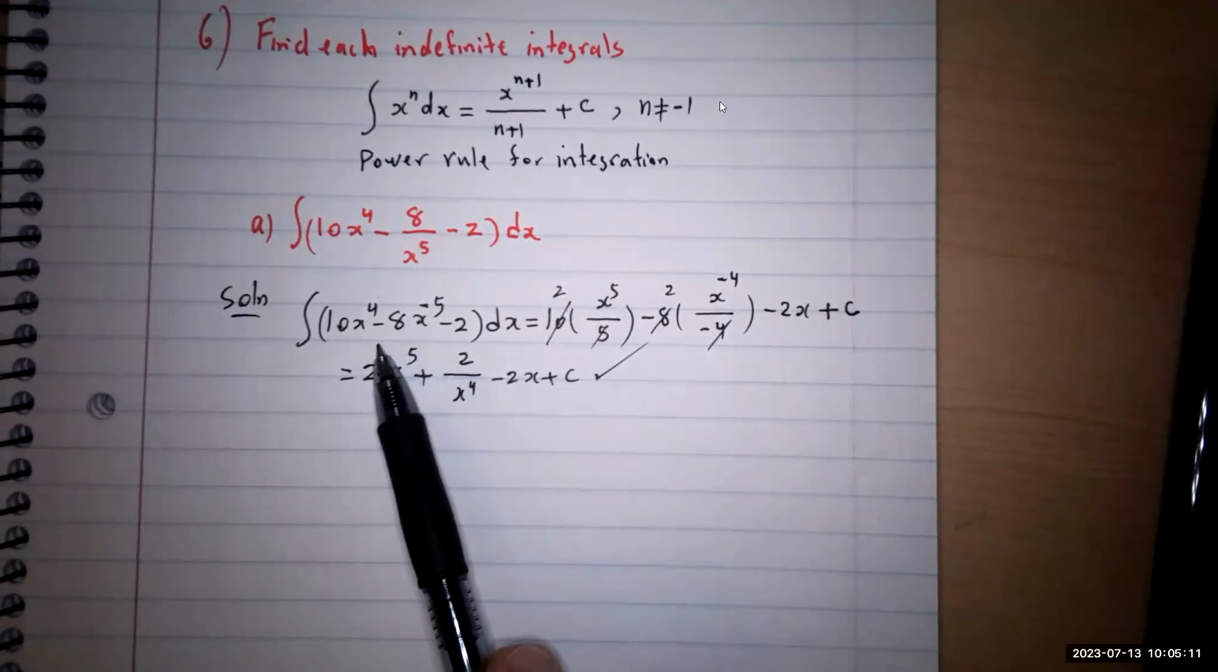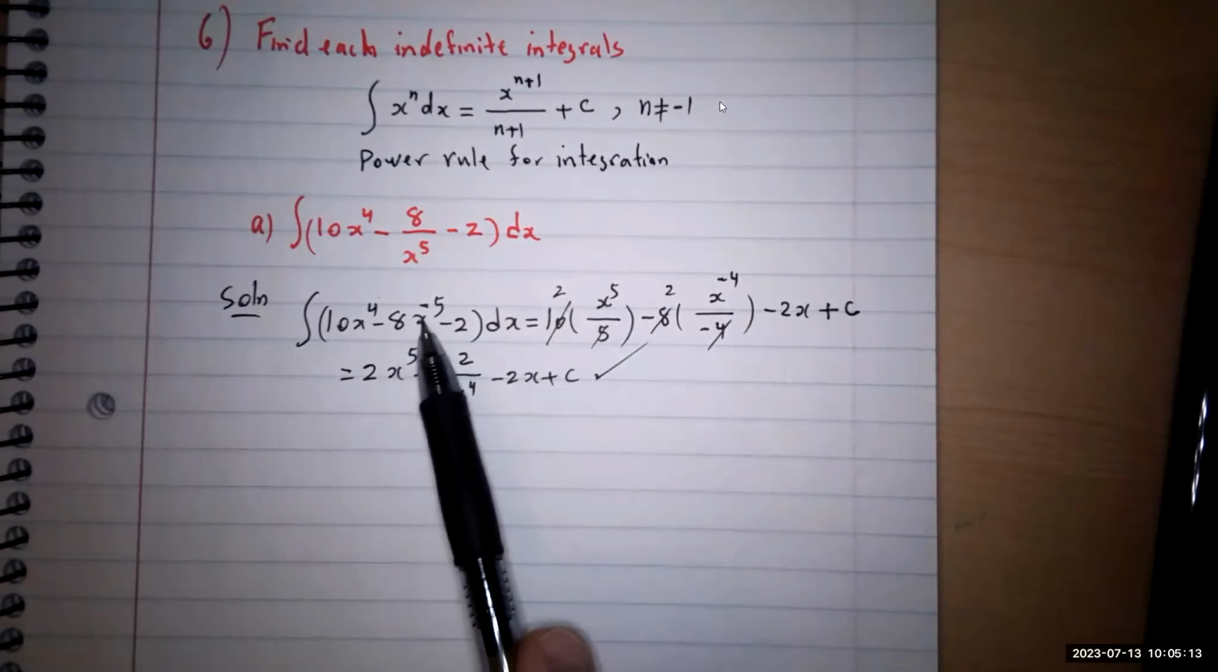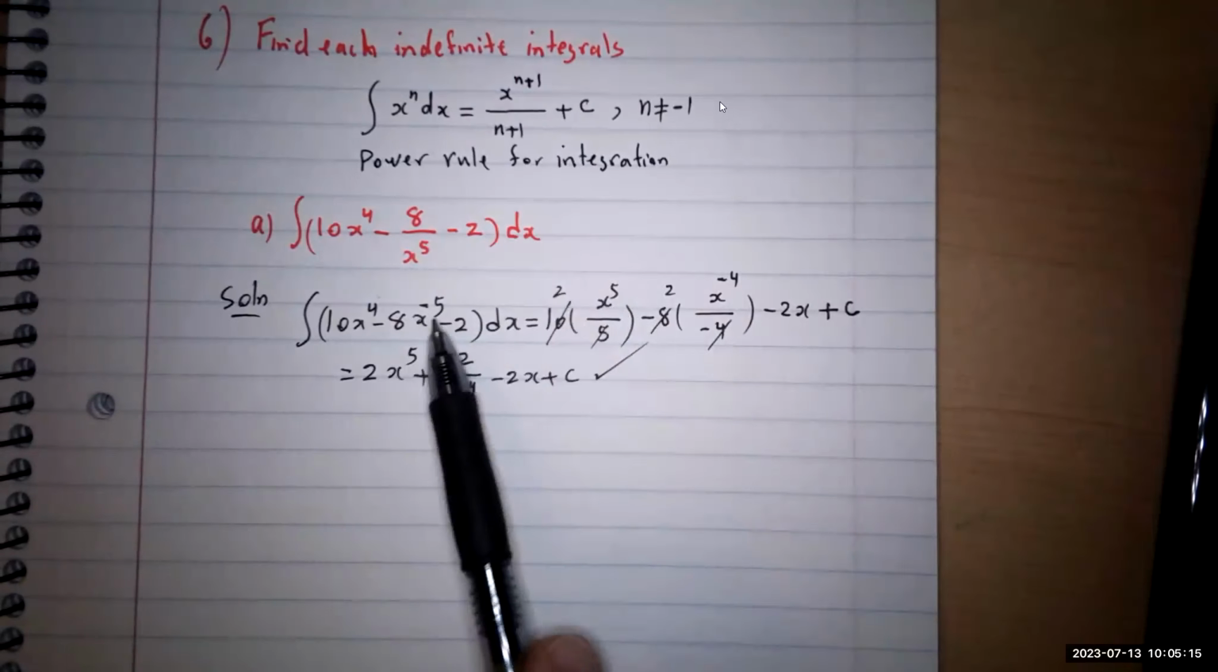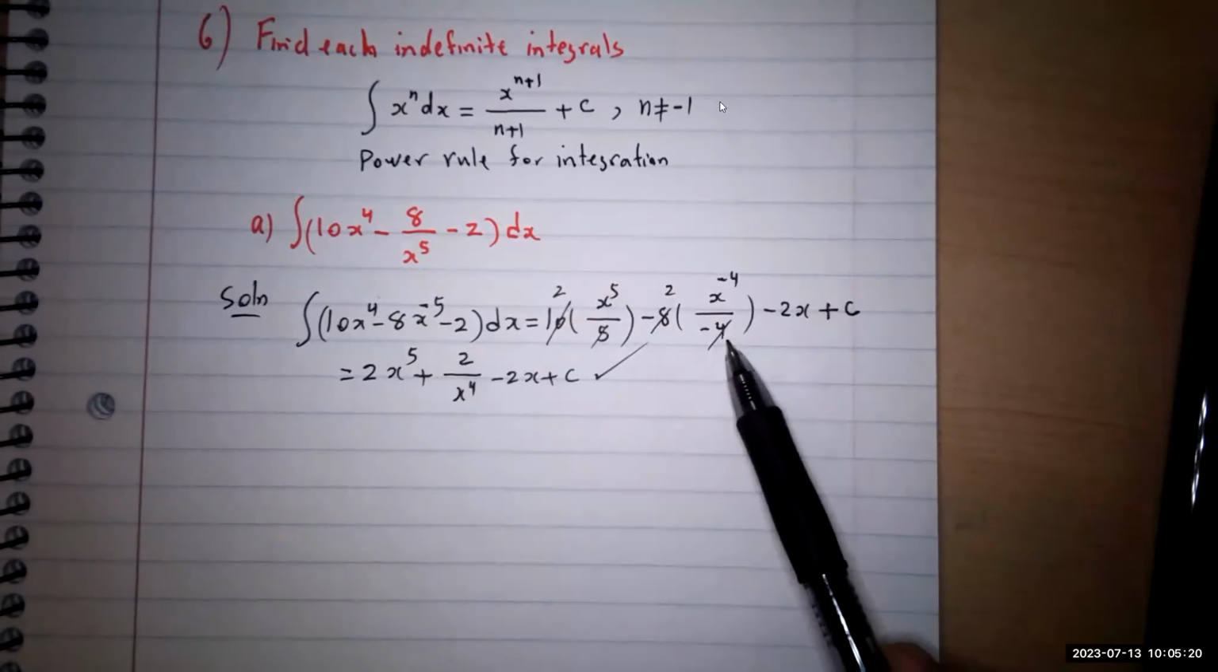I made a mistake here. I'm sorry. Yeah, that's correct. Move up. Negative 5 plus 1. Negative 5 plus 1 gives negative 4, over 4.